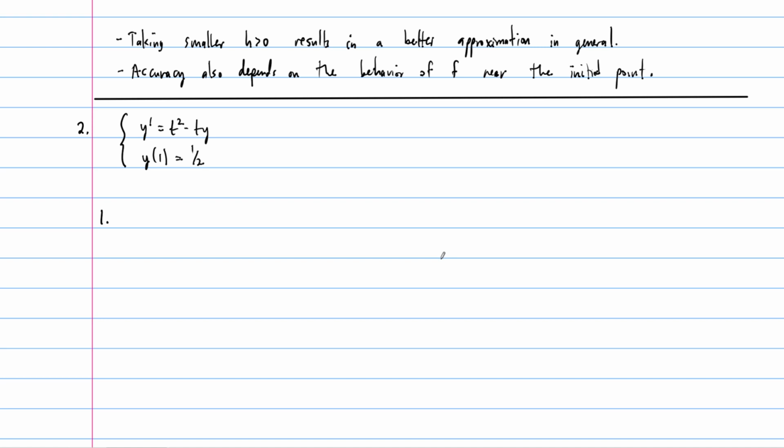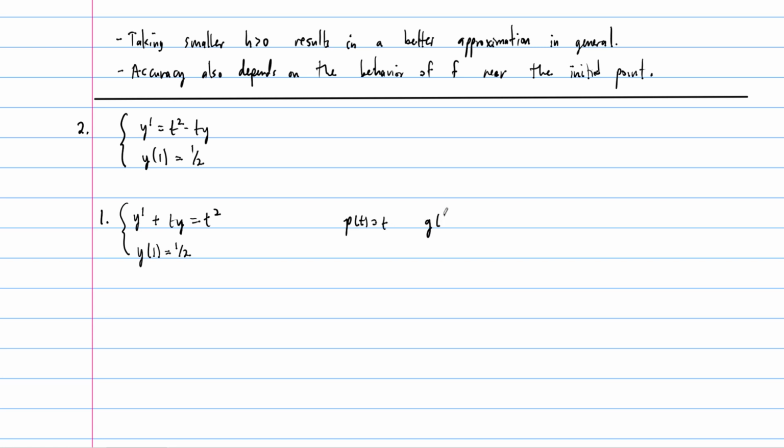So let's check it. This differential equation happens to be linear, so it can be rewritten as y prime plus ty equals t squared. And remember, linear equations have their own special fundamental existence and uniqueness theorem. So in this case, the coefficient function p of t is equal to t.